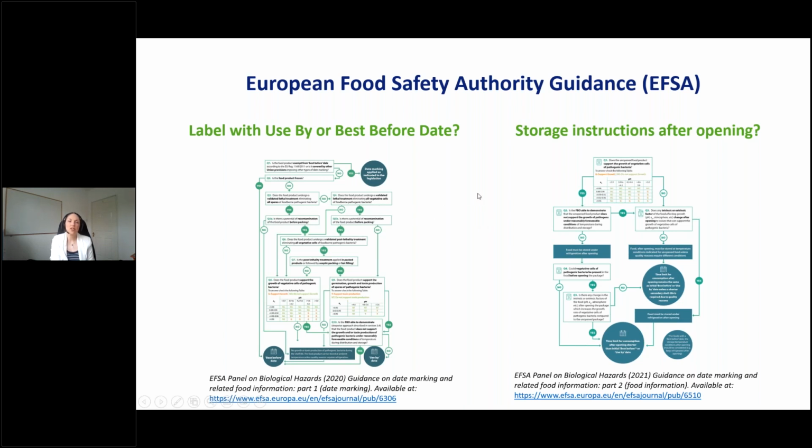The first decision tree is for food business operators to determine whether they should put a use-by date or a best before date on the food that they're producing. The second one is around labelling storage instructions on your food once that food has been opened. As I said, for example, with modified atmosphere packaging, once that food is opened, the original shelf life no longer applies, so you need to have instructions for use for the consumer. It might say, once opened, store in the fridge and use within 3 days.